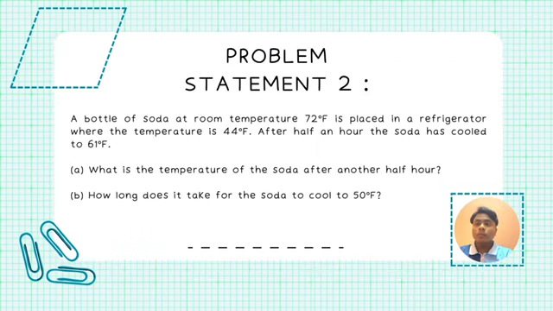Okay, now we go for problem statement 2. A bottle of soda at room temperature 72 degrees Fahrenheit is placed in a refrigerator where the temperature is 44 degrees Fahrenheit. After half an hour, the soda has cooled to 61 degrees Fahrenheit. For A, what is the temperature of the soda after another half hour? And for question B, how long does it take for the soda to cool to 50 °F?